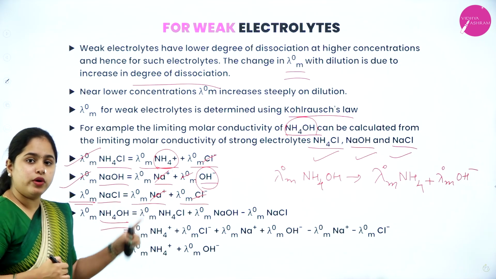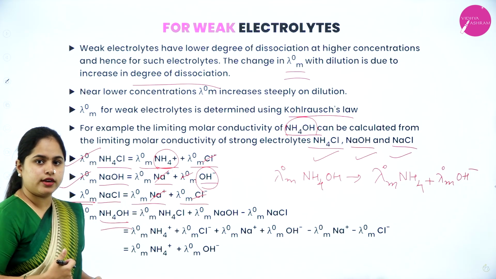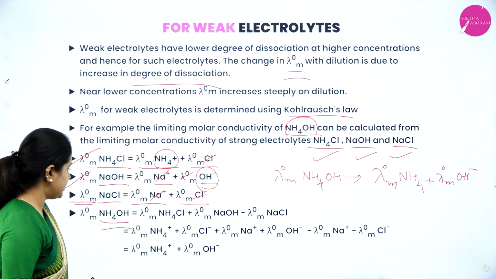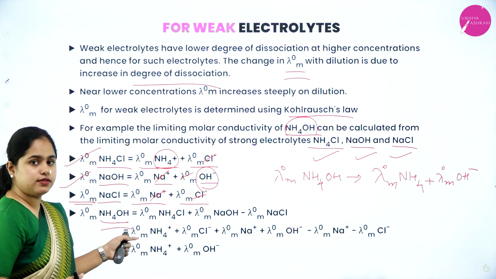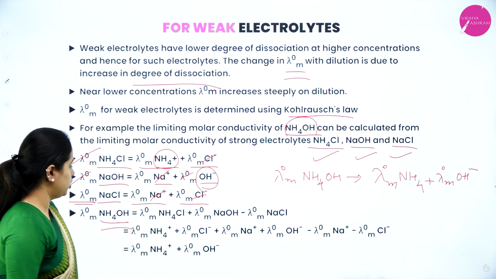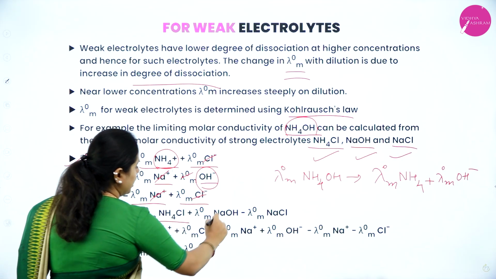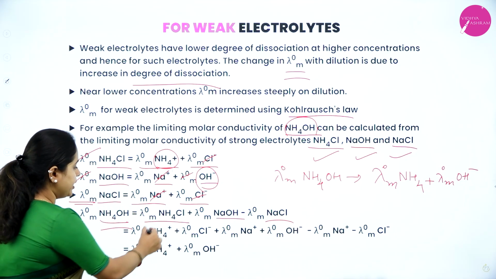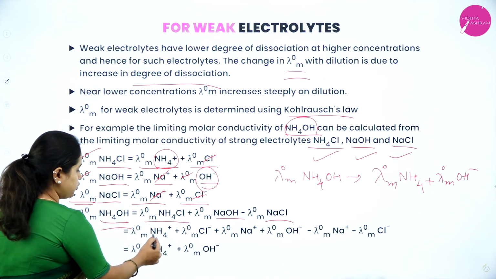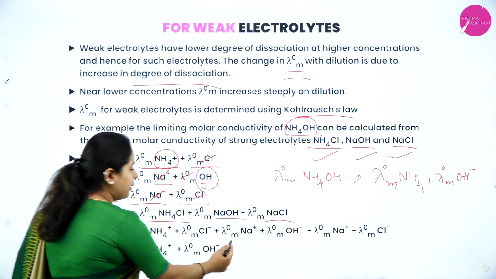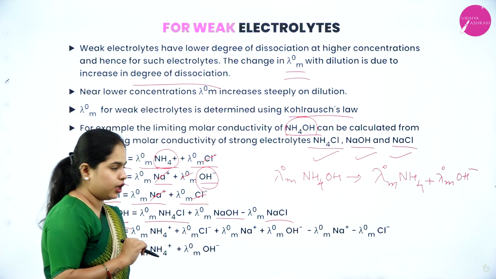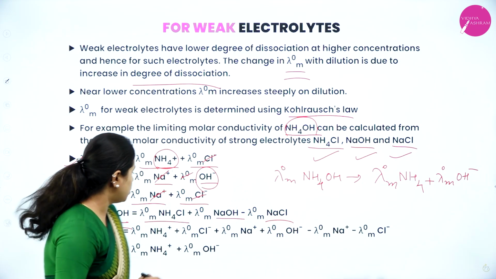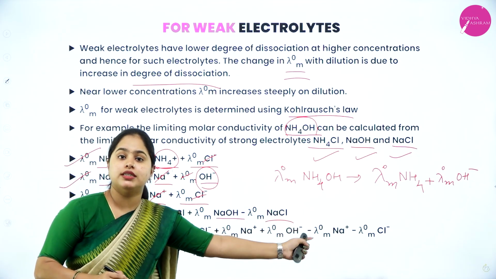Then what are the only limiting molar conductivities you have? That will be NH4 plus and OH minus. So again, the limiting molar conductivity of ammonium hydroxide will be equal to that of NH4Cl plus NaOH minus NaCl. Let's see here. NH4Cl, which are the ions? NH4 plus and Cl minus. Na plus and OH minus in the case of NaOH, and in the case of NaCl it is Na plus and Cl minus. So these two are added and the last one is subtracted.